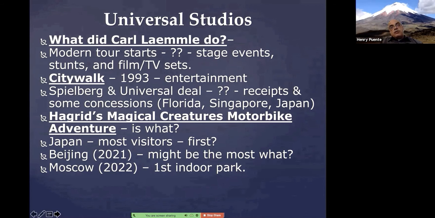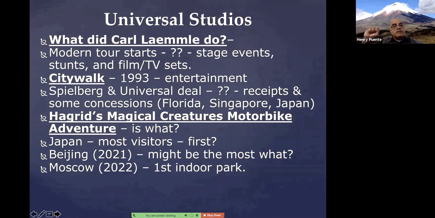Spielberg and Universal Studios, or Universal Films, has had a very long partnership in history, ranging back from Jaws. And so Spielberg and Universal essentially have a deal where Spielberg, I should say, gets 2% of the receipts and some concessions, and from the receipts in Florida, from the receipts in Singapore and Japan. I'm not sure how the concession goes, but this means that Steven Spielberg is making millions of dollars every year off of these receipts and some of the concessions, whatever that was negotiated between Universal and Spielberg.